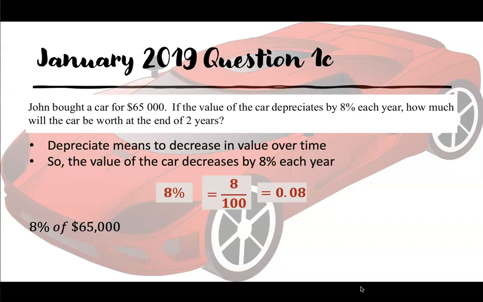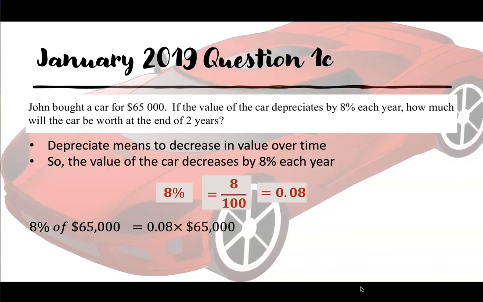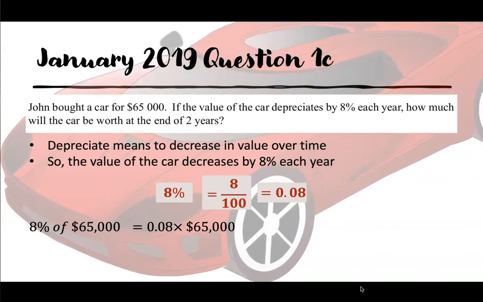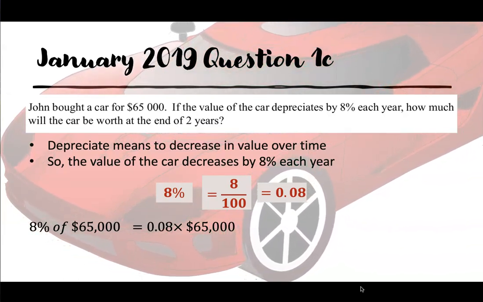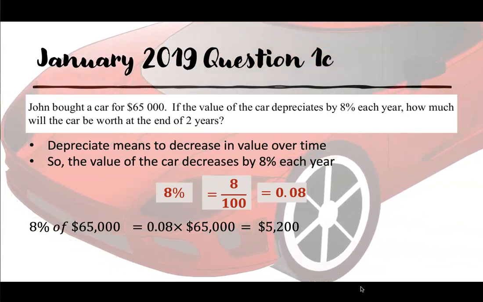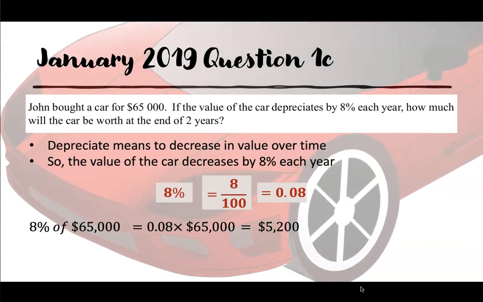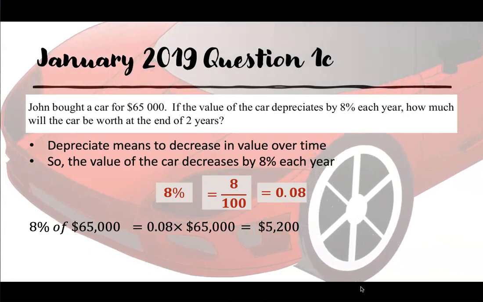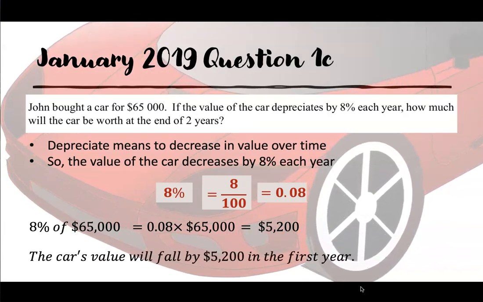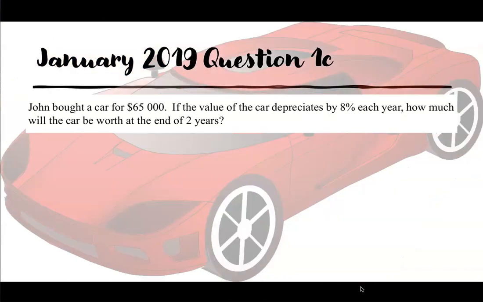Right? We want to find out the first year depreciation. So the first year, we're going to lose 8% of 65,000. So how much is that? We simply multiply 8% by 65,000 or multiply 0.08 by 65,000. And when we do that, we get 5,200. So in the first year, the car that is worth $65,000 now will lose $5,200 in value for that first year. Right? So the car's value will fall by 5,200 in the first year.